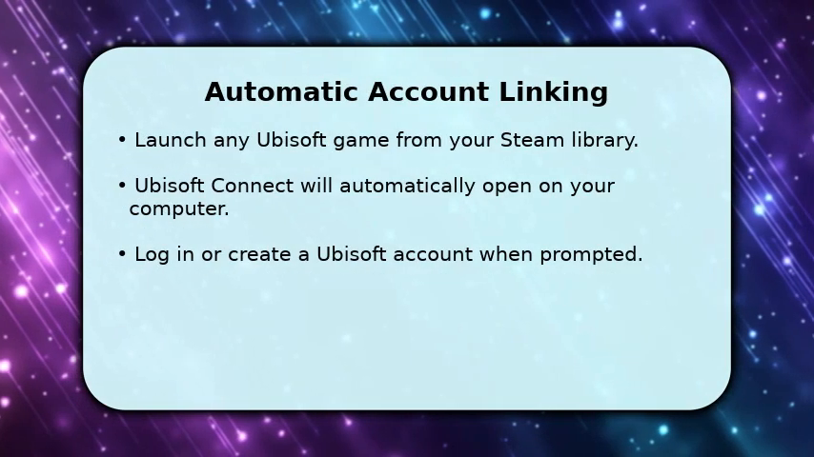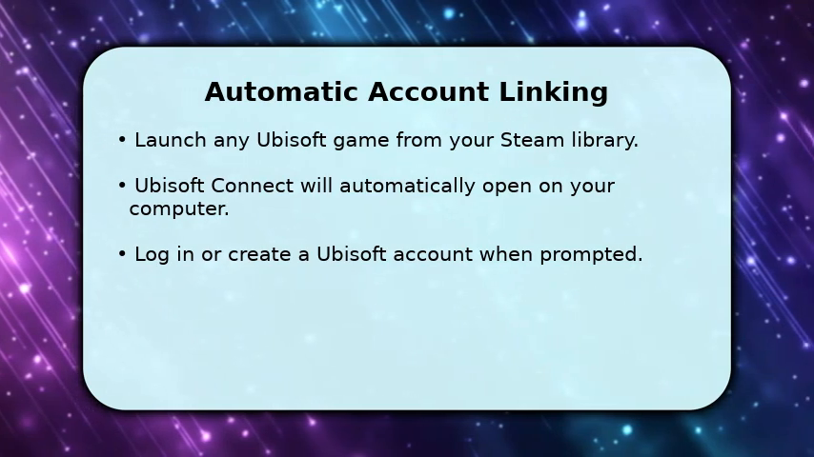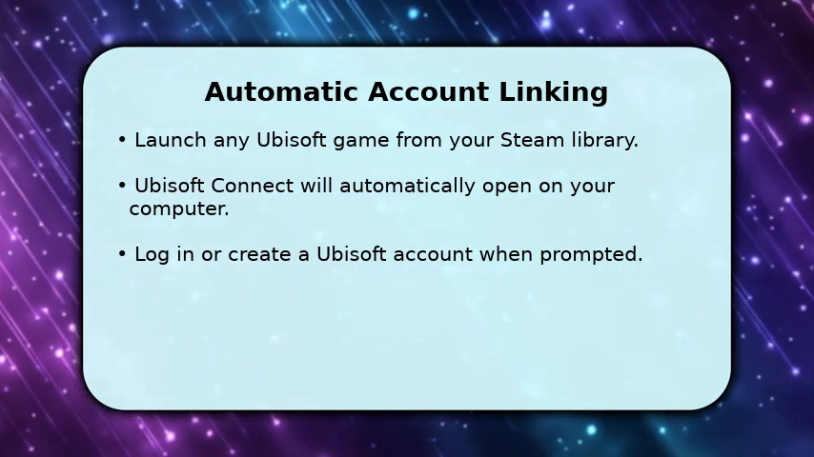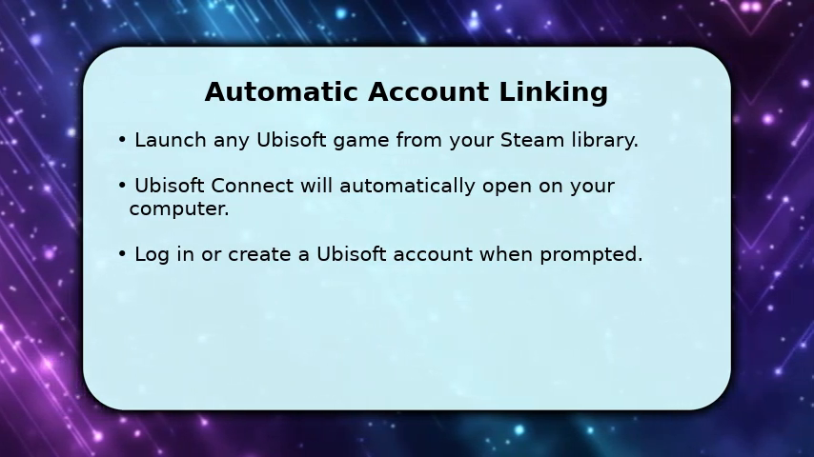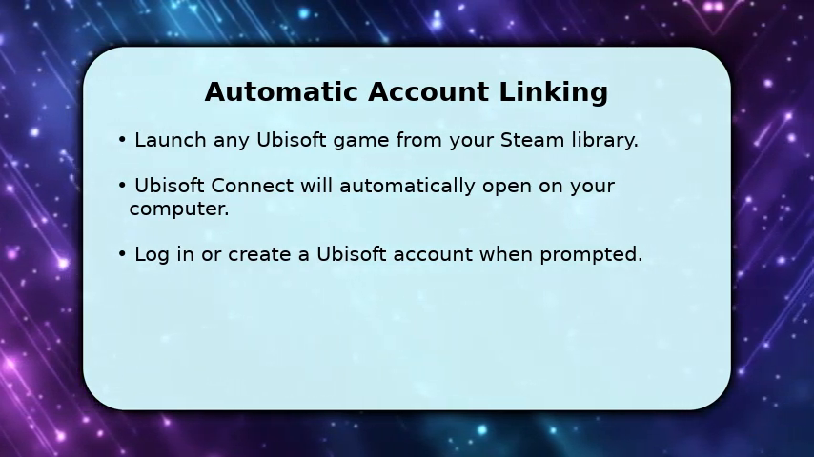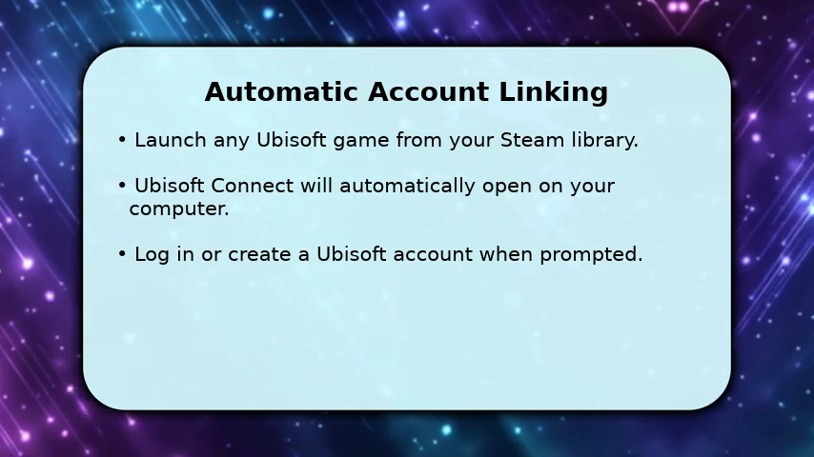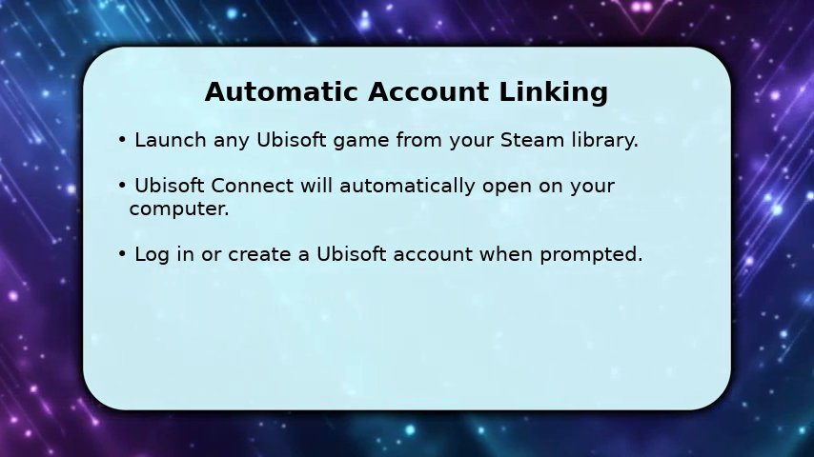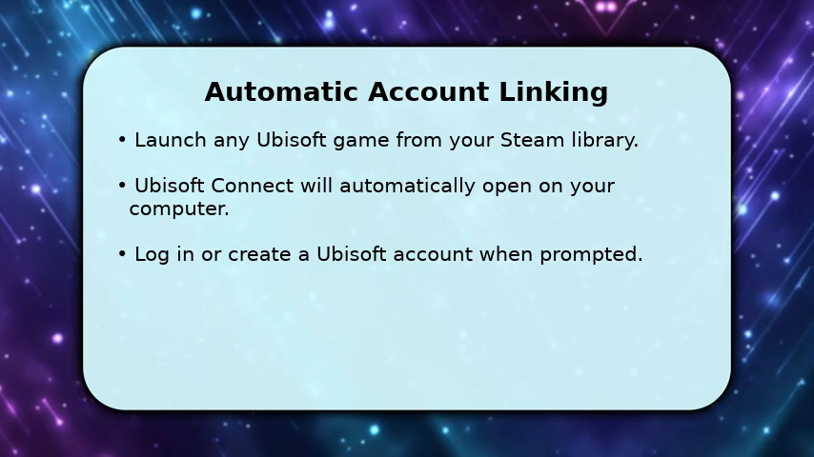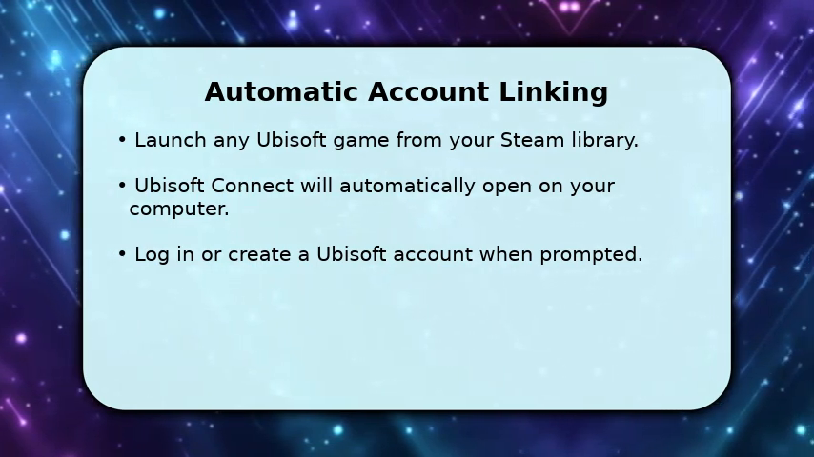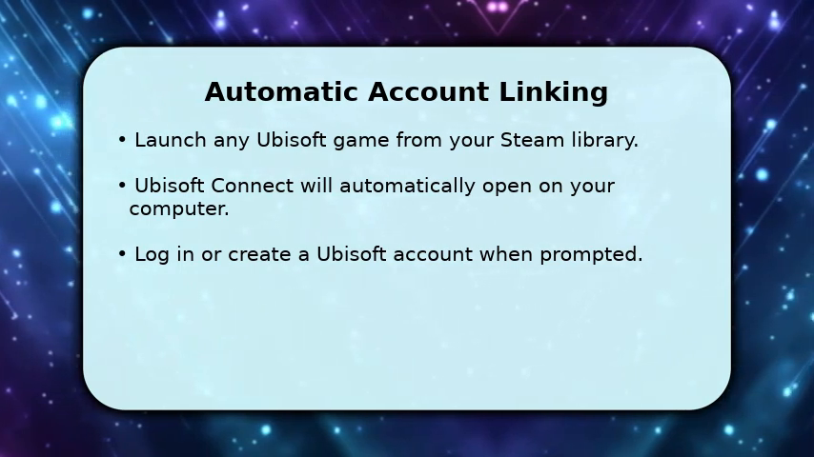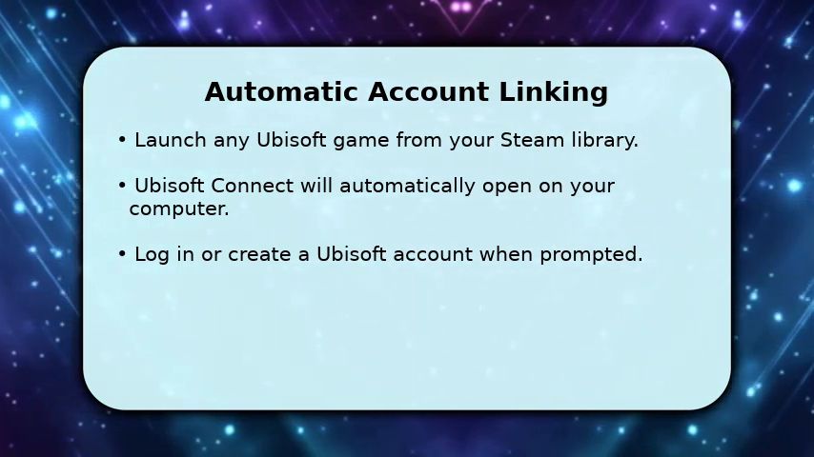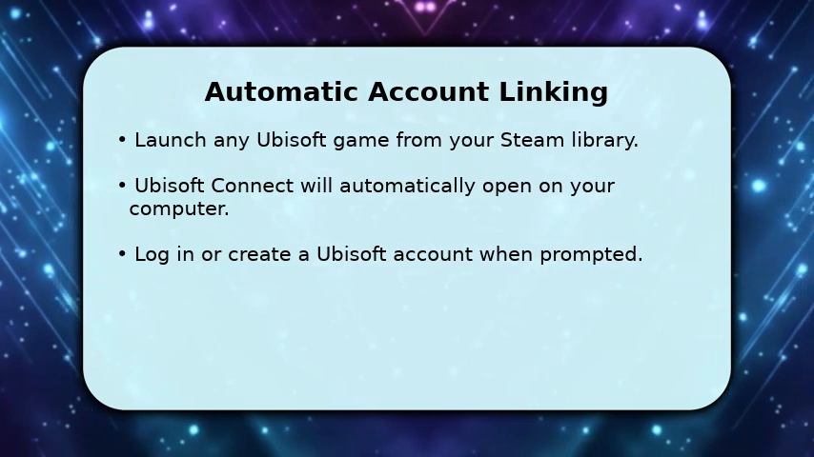The core of connecting your accounts happens automatically when you first launch a Ubisoft game from your Steam library. Simply select the game and click play. This action will automatically open the Ubisoft Connect application on your computer. You will then see a pop-up window asking you to log into your existing Ubisoft account or create a new one. After logging in, confirm the account linking, and your game will be associated with that Ubisoft profile.